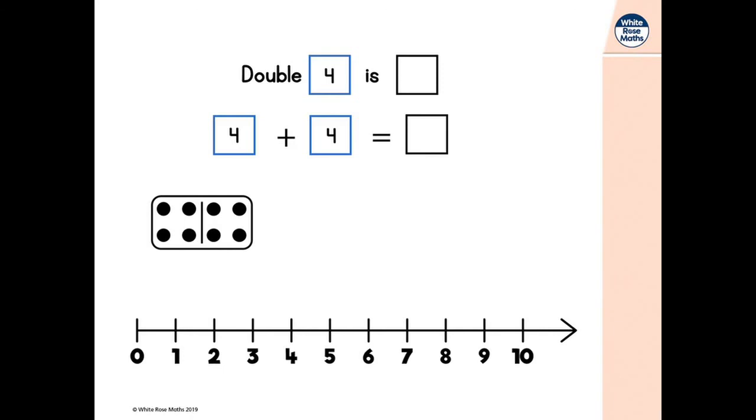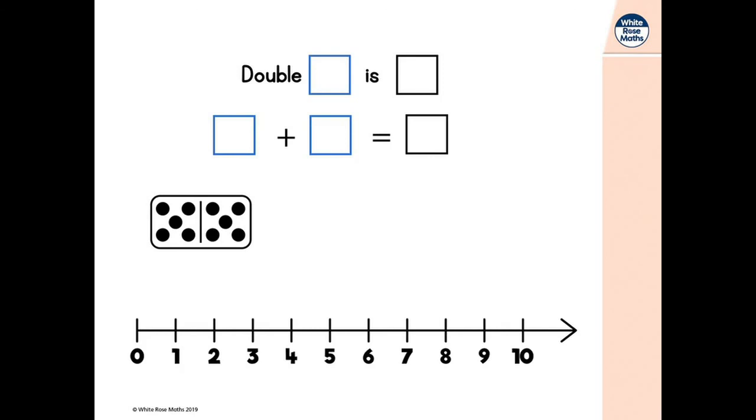This time, we're skip counting by 4s. Our first is 4, and we add another 4. Where did we end up? On 8. Yes. So we can see that double 4 is 8. And we also know that 4 plus 4 is 8. Are you ready to try one on your own? Why don't you pause here and then come back and we'll go through it together.